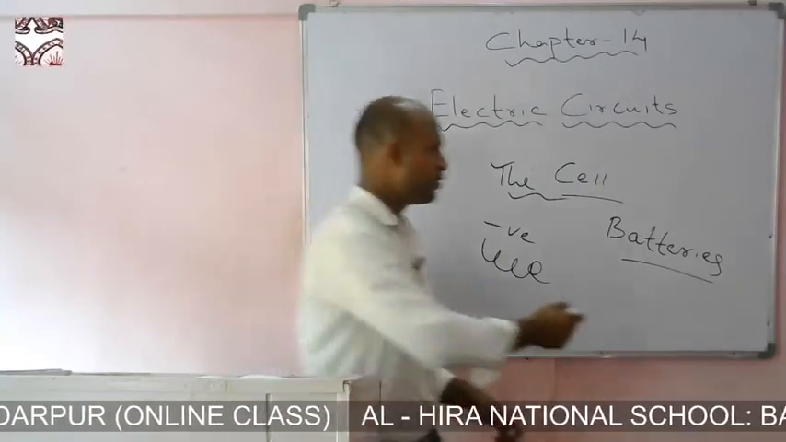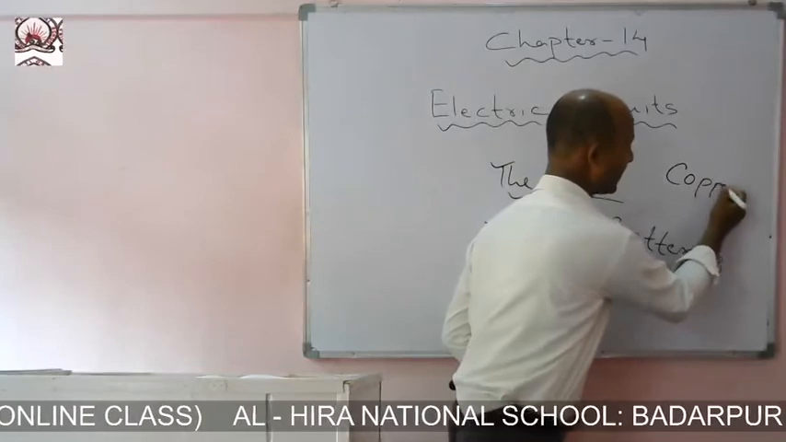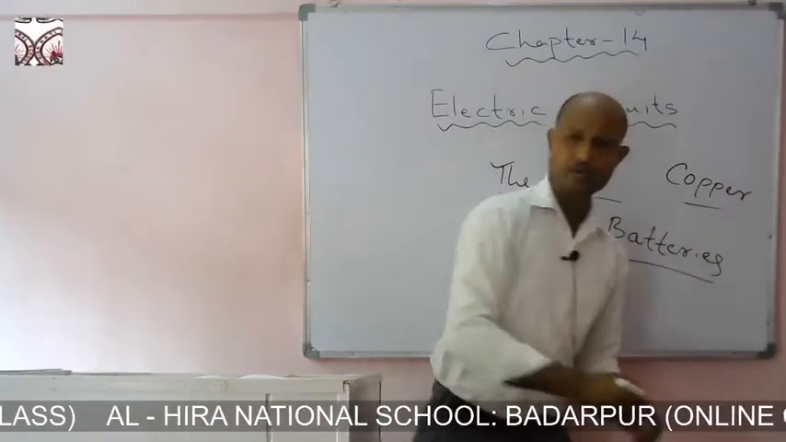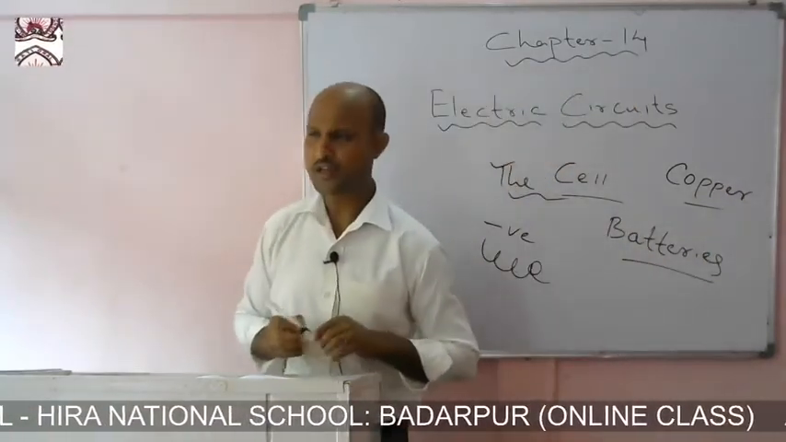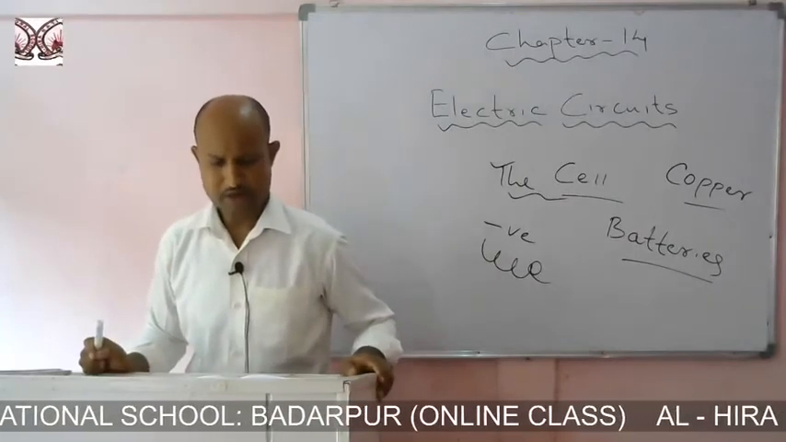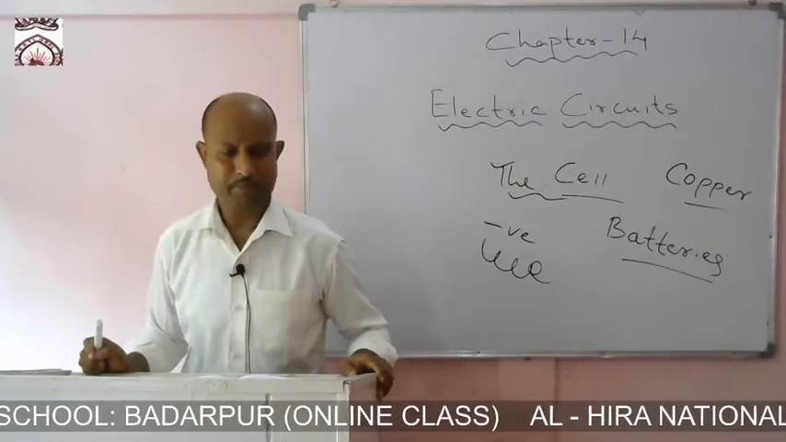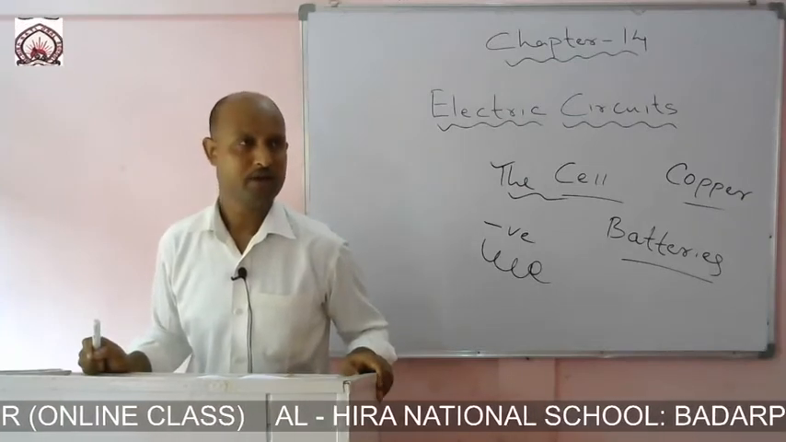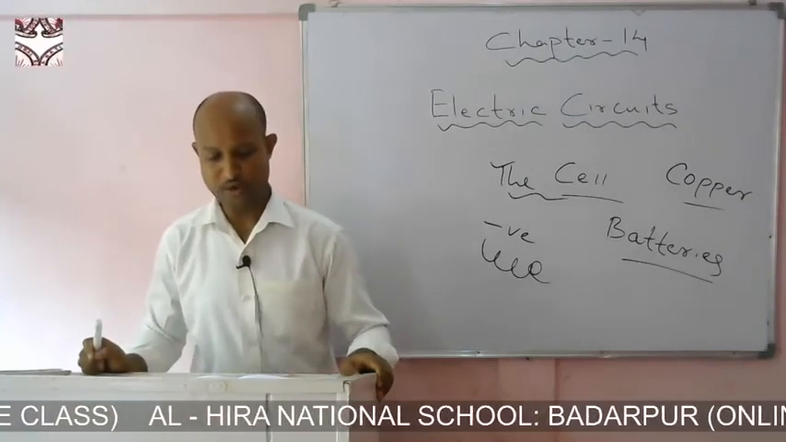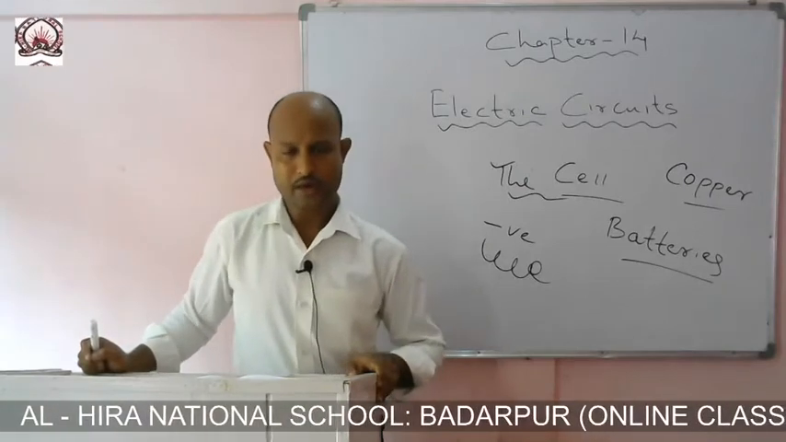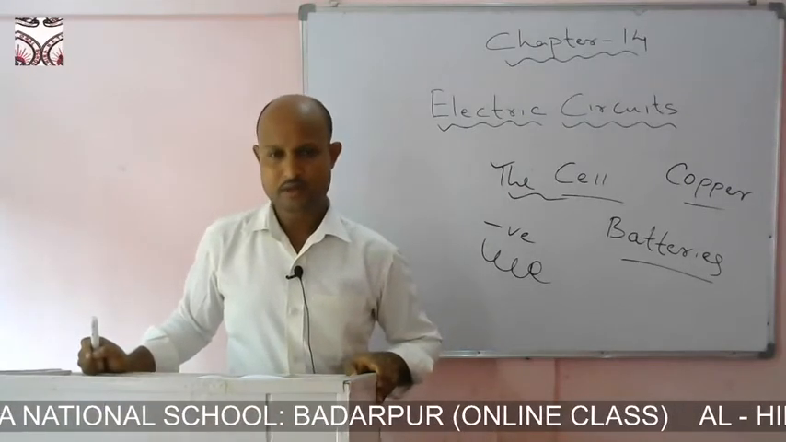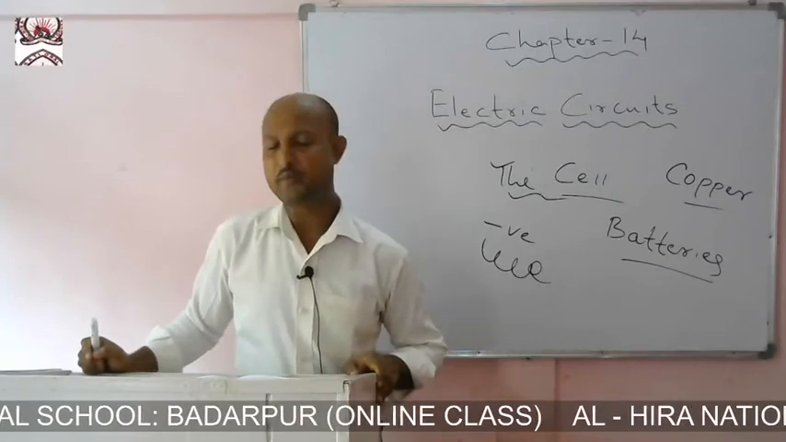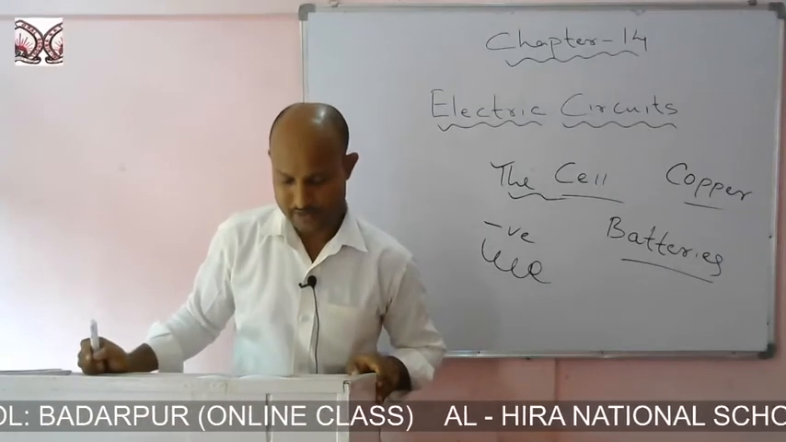Secondly, we get copper. Copper is another metal which is also used as a conductor of electrical energy. Other than silver, most people use copper and aluminum wires for electrical conduction in their homes. Why? Because copper and aluminum are cheaper than silver wires.